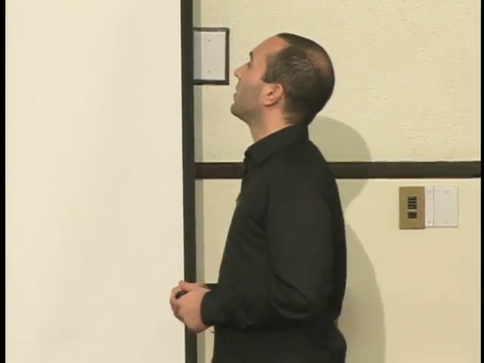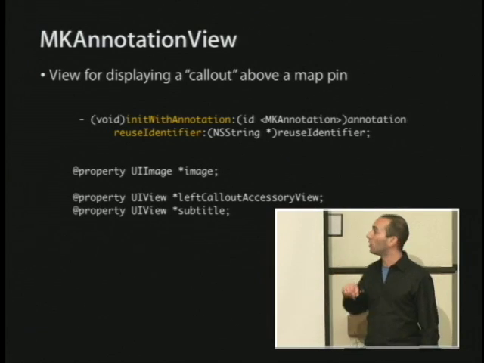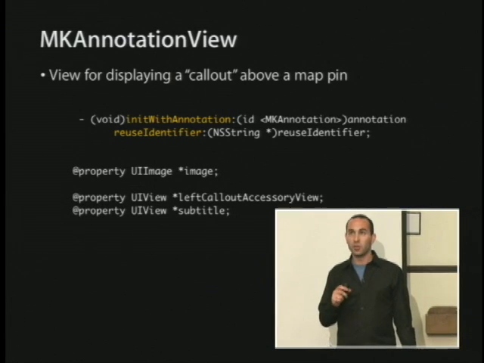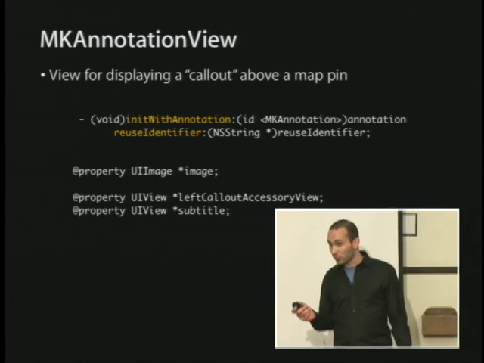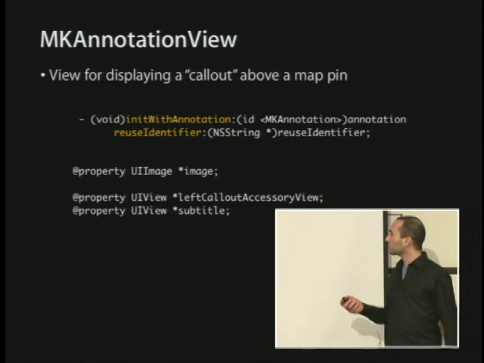All right, MK annotation view. This is what you're going to be either creating or not creating in your Paparazzi 3 assignment. But here are the methods that you can call. If you want to create your own, you can call init with annotation, and you'll notice it takes an ID, an object that implements the MK annotation protocol, and a reuse identifier. You should be used to reuse identifiers from table views, right?